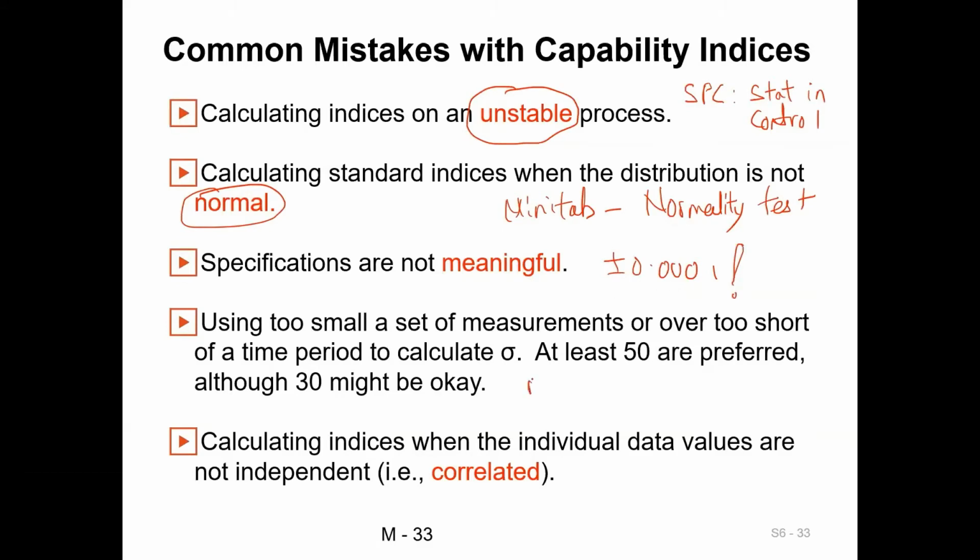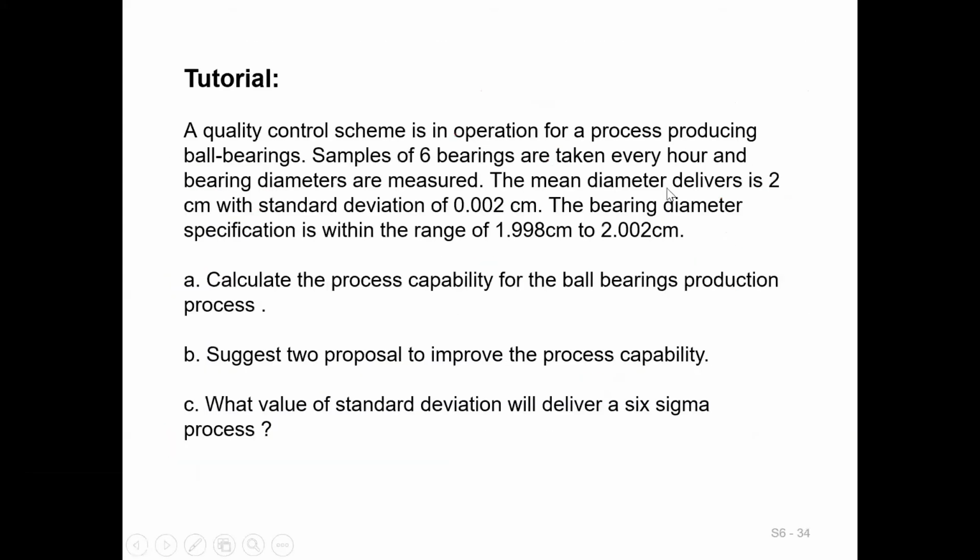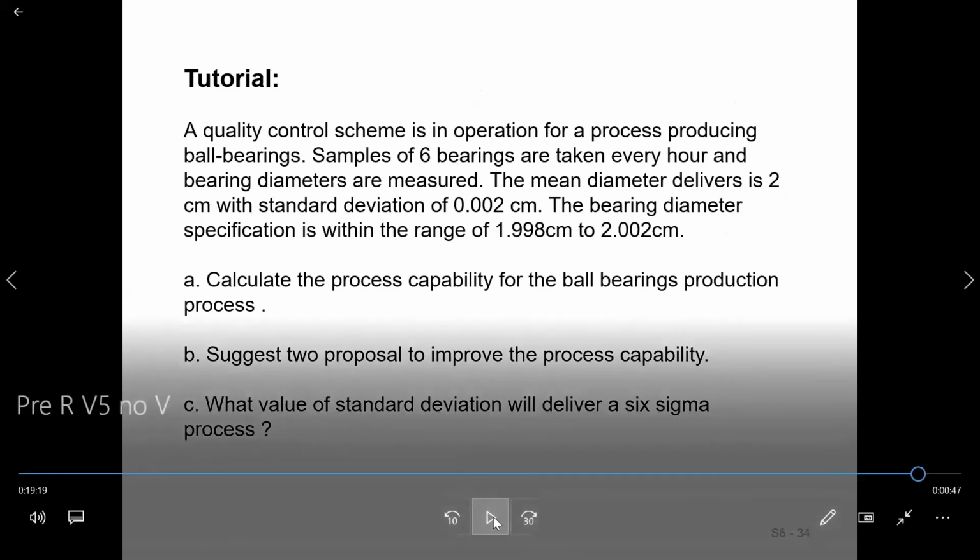Number four, using too small a data set. If you take n equal to 10, the data is inaccurate. Number five, data not independent. You want to collect 50 data, but you collect those 50 data in 10 minutes. You ask one student to drive one car and park 30 times in 30 minutes. It means all the data are correlated, so not accurate.